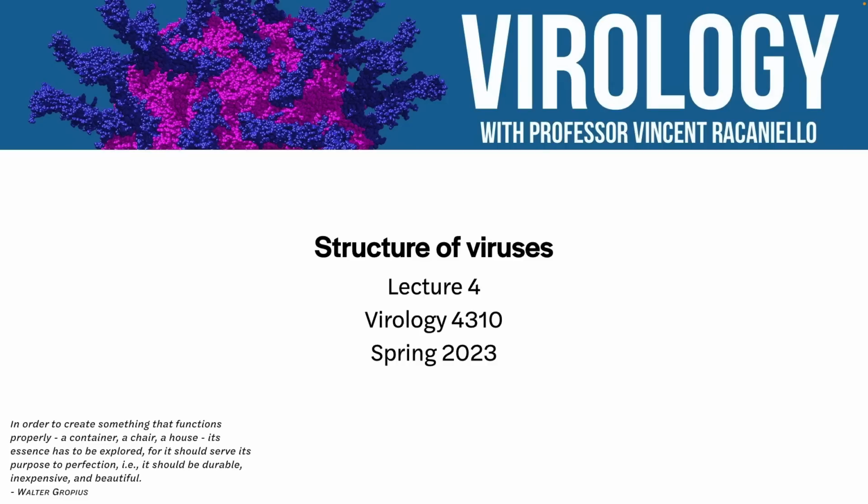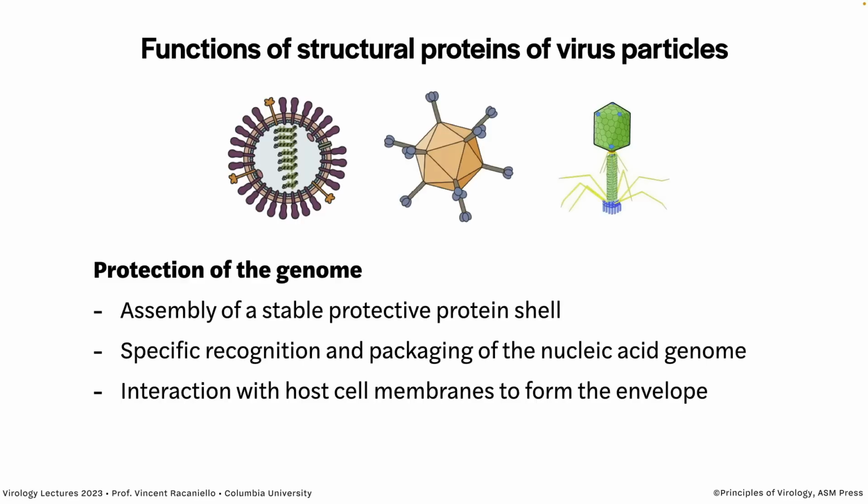Good afternoon. Welcome back. Today we're going to talk about how to build virus particles, the structure of viruses. So let's first talk about what the outside parts of a virus do. What are the functions? The main function is to protect the genome. You have to build a nice shell so that the virus can go from host to host in harsh environments and be protected. So, a stable protein shell.